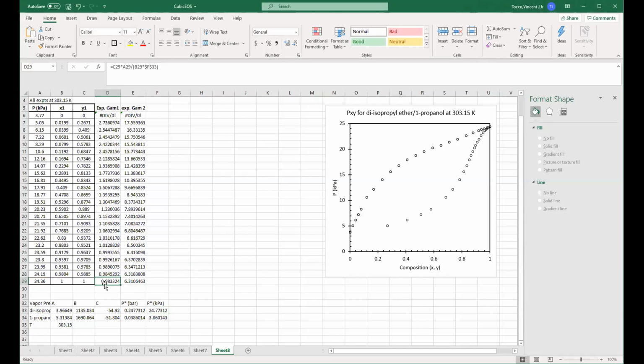And what the book is doing is you don't require Antoine's coefficient to figure out what the vapor pressure of the pure component is. I already know that the vapor pressure of pure component 1 for a mole fraction of 1 is 24.36.